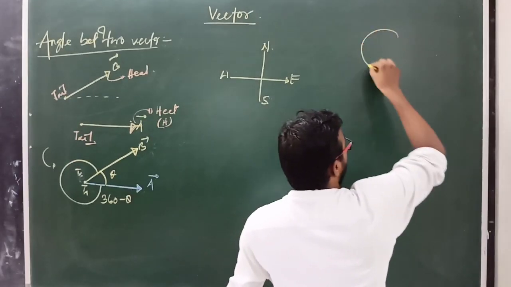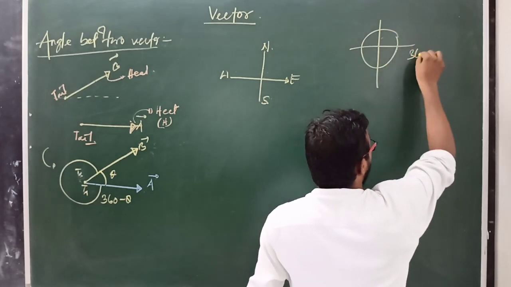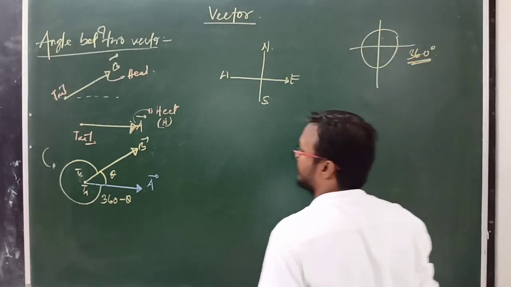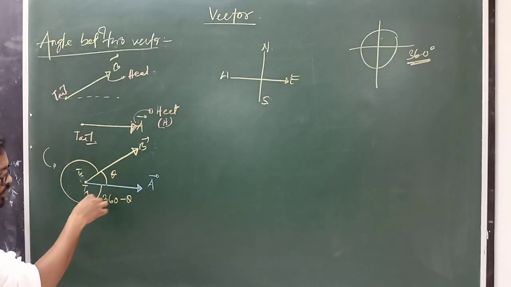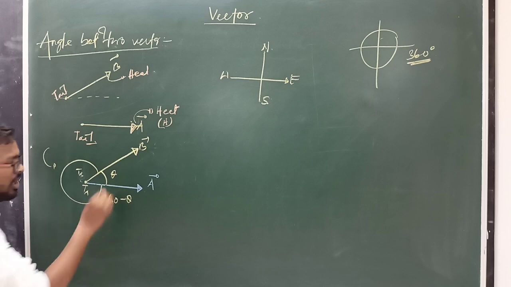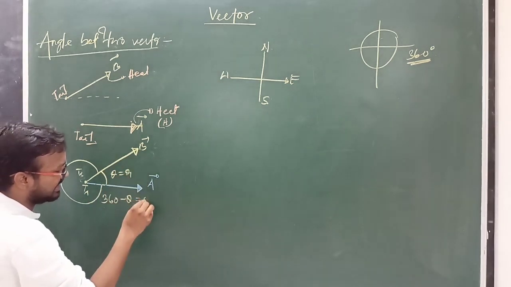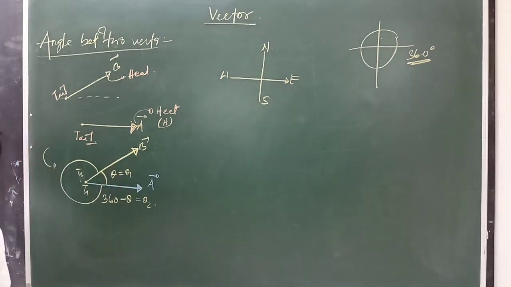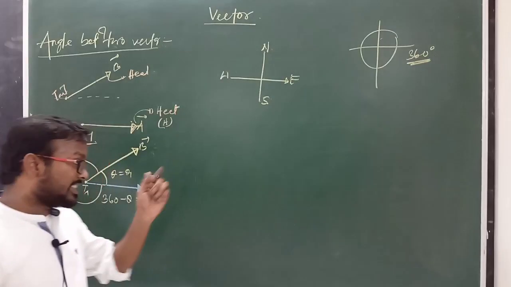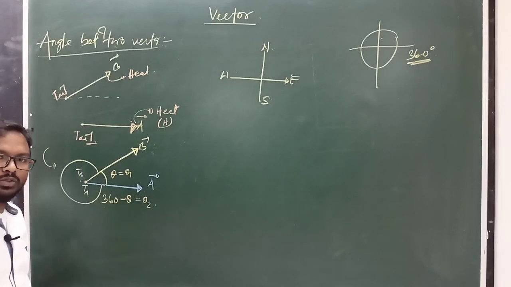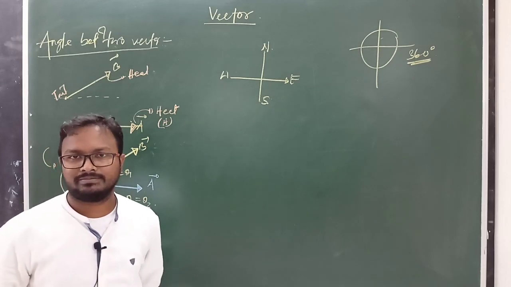If there is a circle, it consists of 4 quadrants, and the total of 4 quadrants is equal to 360 degrees. If this angle is theta, then the other angle is 360 minus theta. Or you can write this angle as theta 1, then this angle is theta 2. Then a question may arise here: if there are two angles, theta 1 and theta 2, which angle is the angle between A vector and B vector?